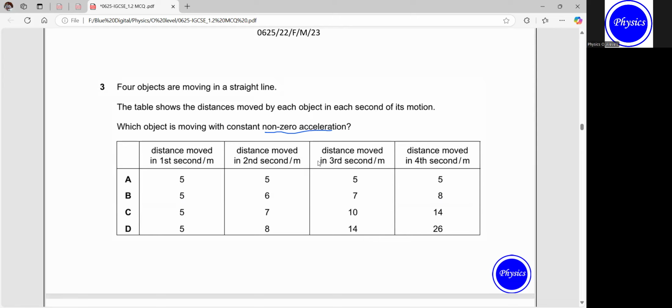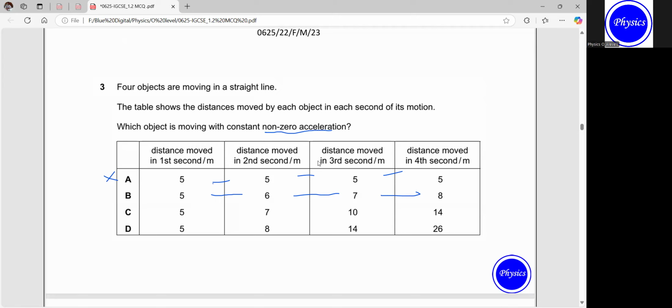And which one is that one? Which table is moving with constant non-zero acceleration? Constant. Here it is covering the same distance. So it's not this one. How about this one? 1 meter, another 1 meter, another 1 meter. So the acceleration also will be constant. Okay, because it is covering equal distance, like change in distance. The change in distance covered here is 1 meter, 1 meter, 1 meter for every second.